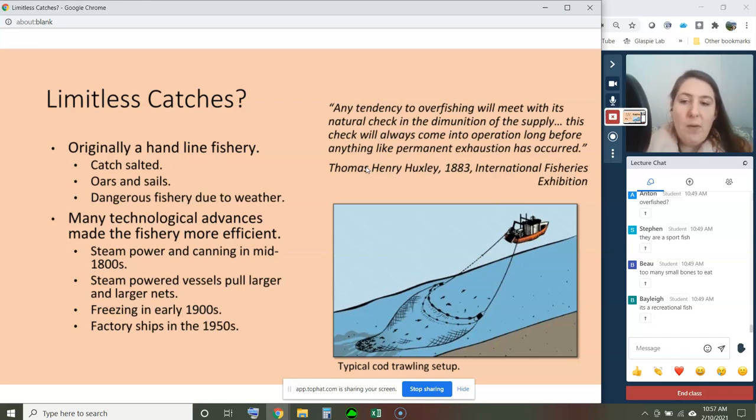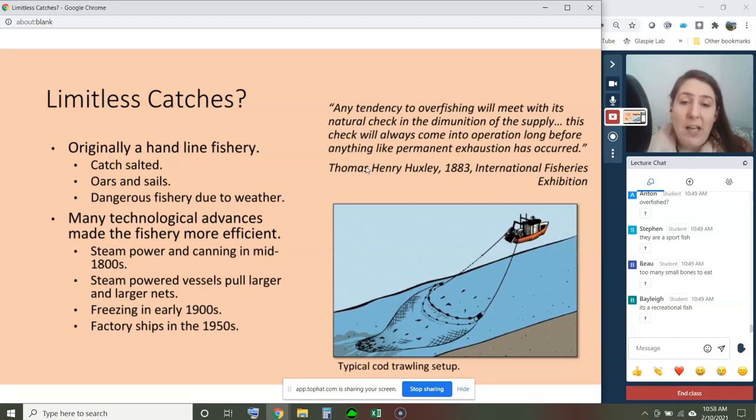The cod fishery was originally a hand line fishery. That means that you threw out a line with a hook on it and reeled them in by hand, which is quite a slow process. The catch was generally salted, and the boats were operated using oars and sails. And it was a particularly dangerous fishery because of the consequences of weather. This is all northern environments. I'm sure many of you have seen Deadliest Catch. If you get into the Arctic Sea, things can get really unpredictable really fast. And so it was quite dangerous.